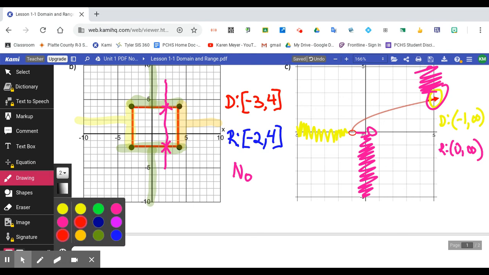So now, is it a function? Well, draw a vertical line, and no matter where you draw the vertical line, it only touches once. So yes, it is a function.